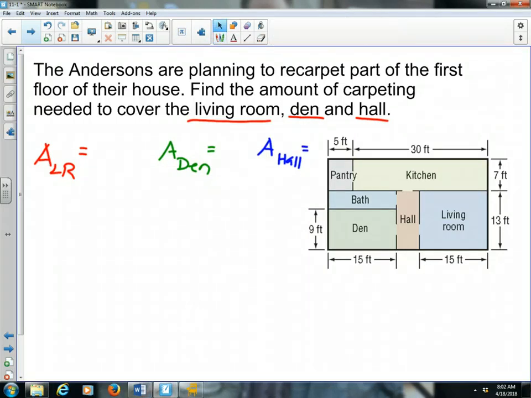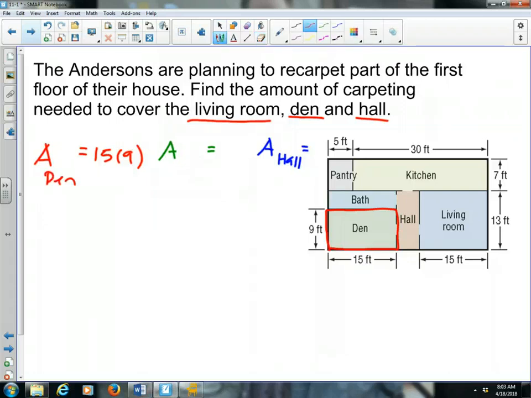Well, the den, would you agree that the den is a rectangle? So it would be base times height, 15 times 9. The area of the den, oh shoot, I just did that, rats. Let's do this. This is the den. This is going to be the living room. So here's the area of the den. Here's the area of the living room. So I just did the den. The living room is right here. That is also a rectangle of 15 times 13. And then what is the dimensions of the hall?